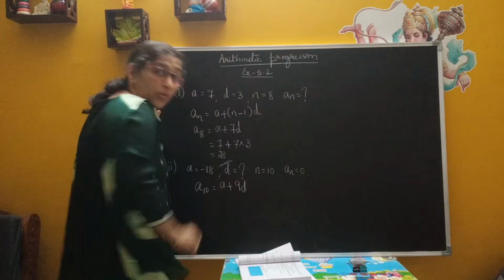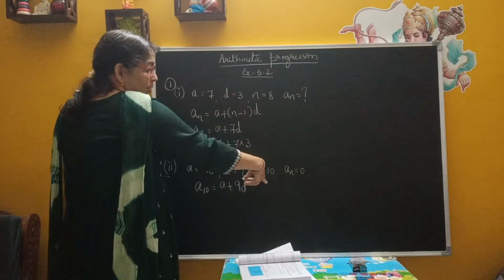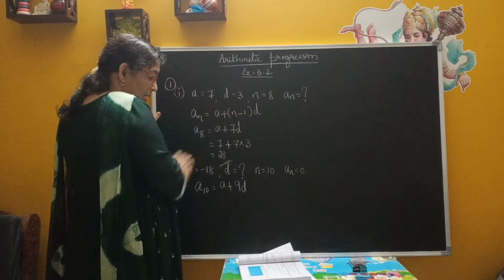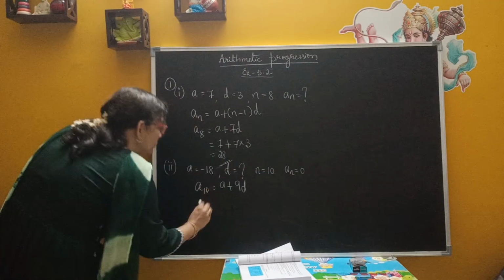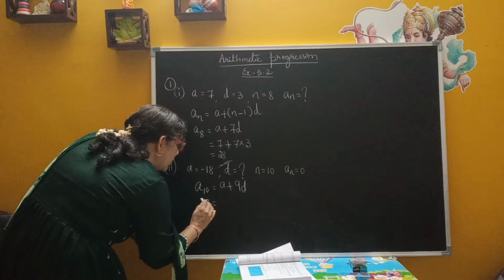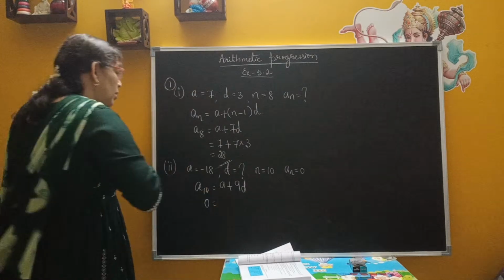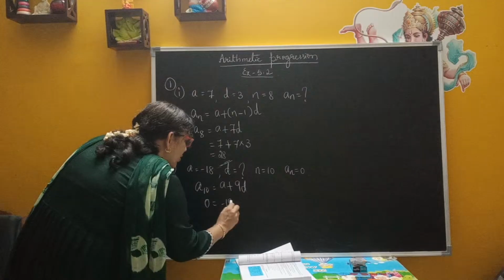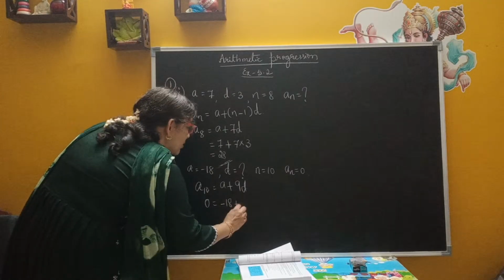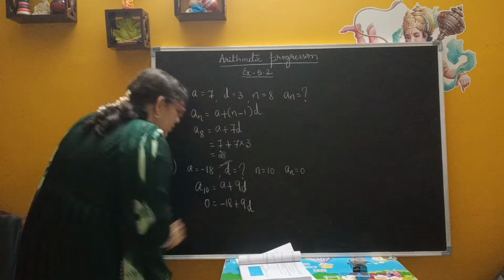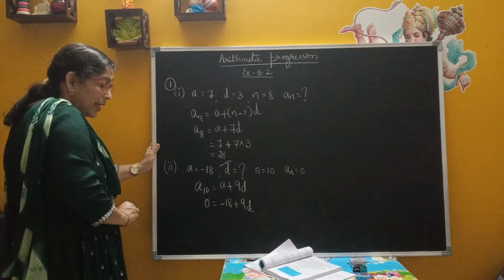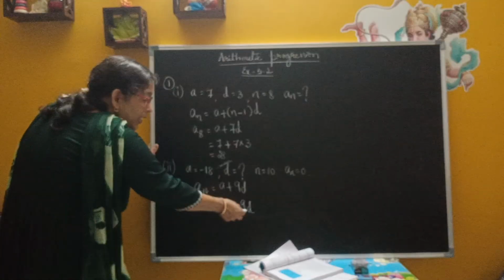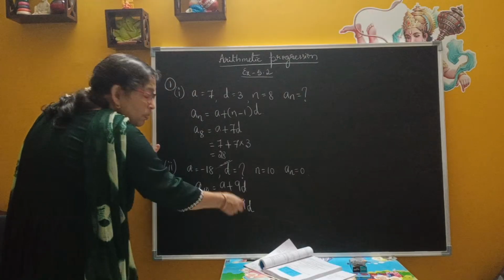Am I right? Yes, it is. That is A plus n minus 1, that is 10 minus 1 is 9, 9D. A10 value how much? It is given 0. So 0 is equal to minus 18 plus 9D. Simplify this. So bring minus 18 to LHS or bring 9D to LHS, it becomes minus 9D.